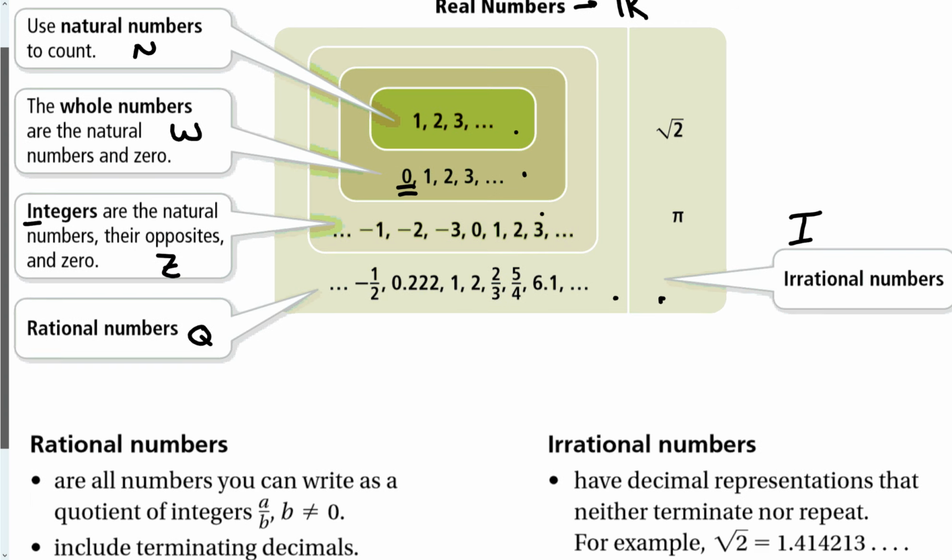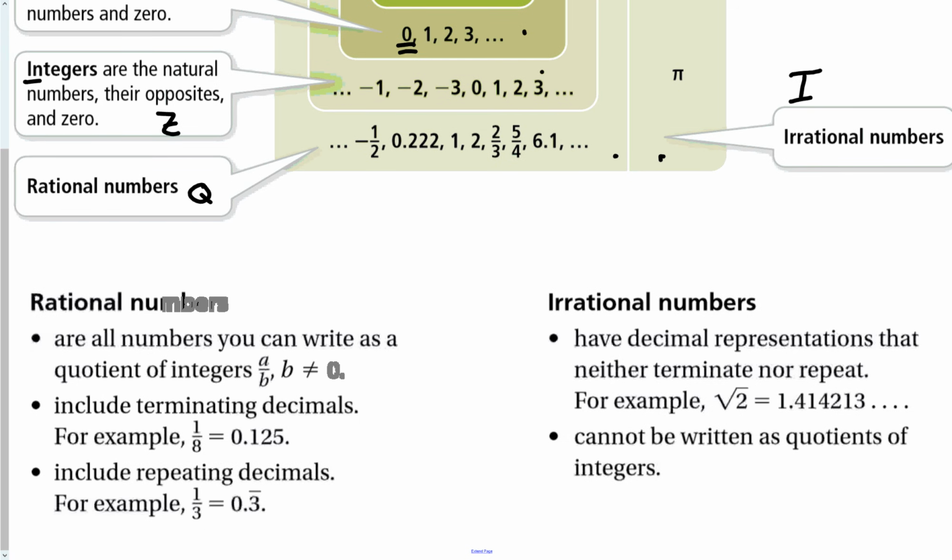All right, so let's look real quick at the difference between rational numbers and irrational numbers. The definition of a rational number: all the numbers you can write as a quotient of integers, something over something else, as long as the denominator is not zero. These include decimals that stop and decimals that repeat. So 6.1 is a rational number because it's a decimal that stops. 5 over 4 is a rational number because you can write it as a fraction. 2 is a rational number because you can write it as a fraction.